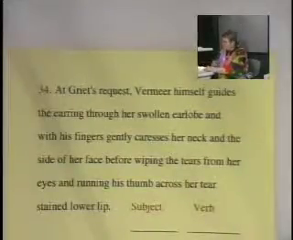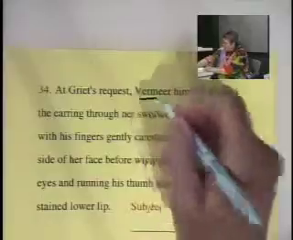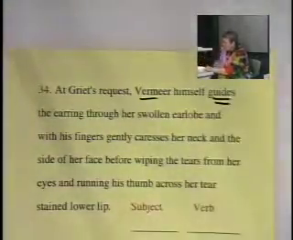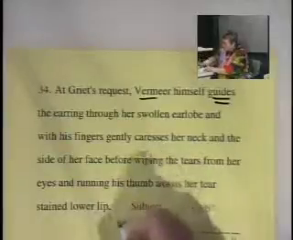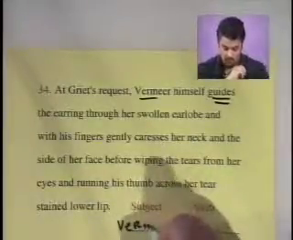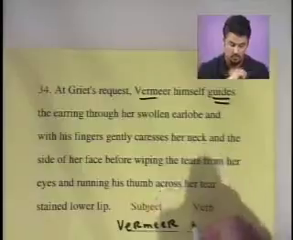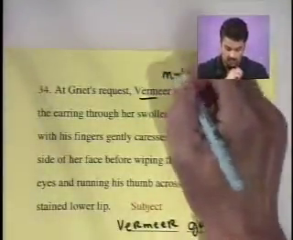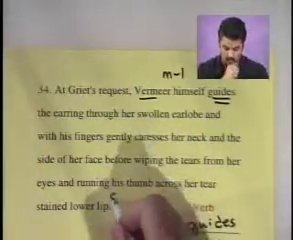Where's the subject? Vermeer. And how about the verb? Guides. Is there another verb? Let that go. What kind of a clause are we looking at? Main clause. Big picture, what kind of a sentence is it? A simple sentence? And Elbelin, do you happen to see another verb?